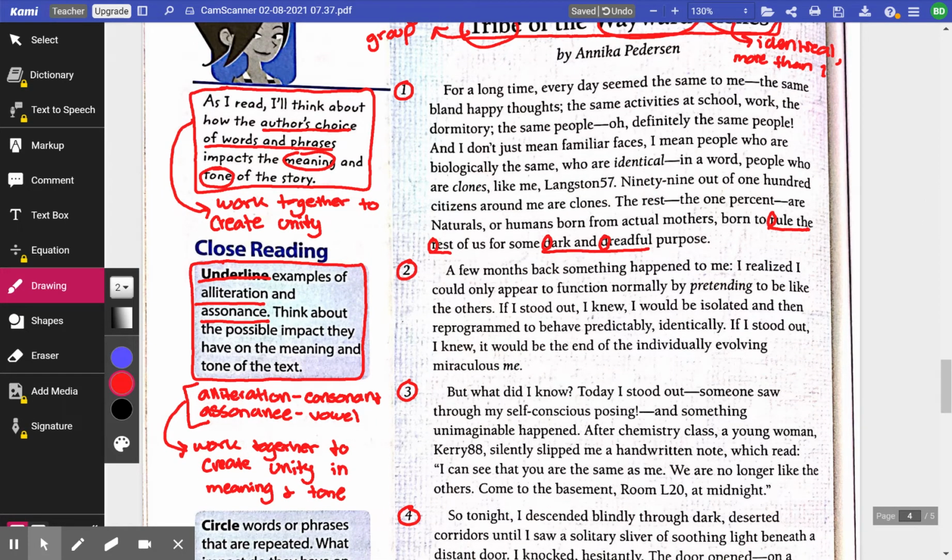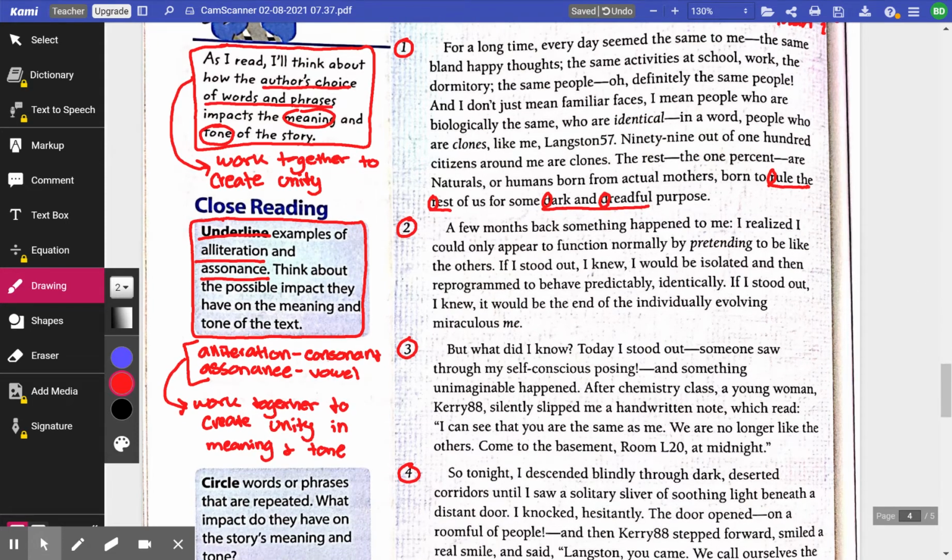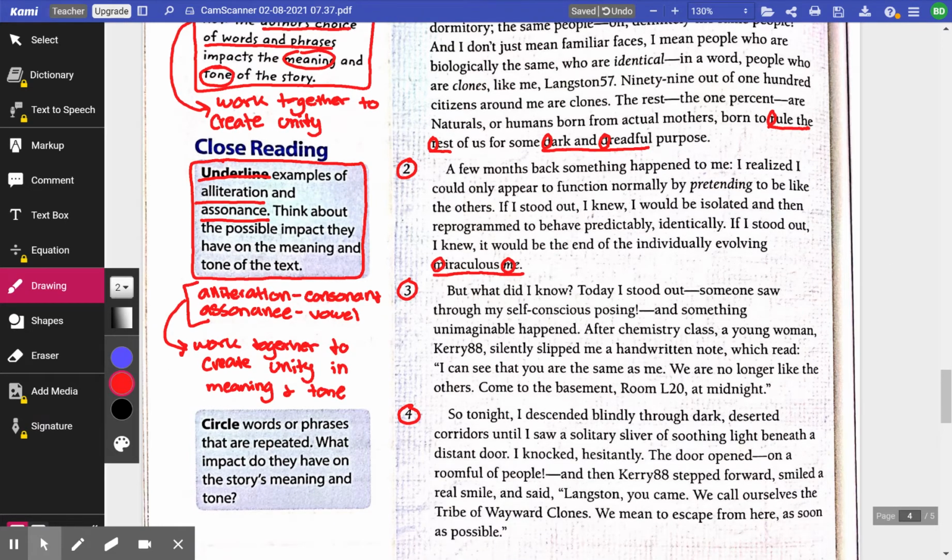We have another example of alliteration in paragraph number 2. I'm going to try to switch these up and do them in different colors. Miraculous me. They both begin with the m sound, so miraculous me. We have that alliteration example there. In paragraph 3, we have this one. Someone saw. So someone saw is the repetition of that soft consonant sound.